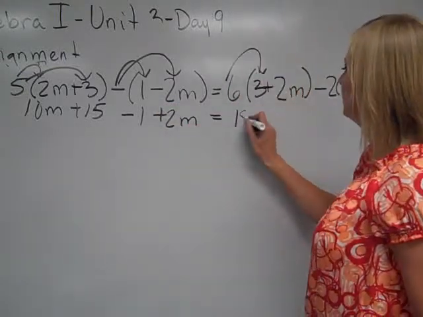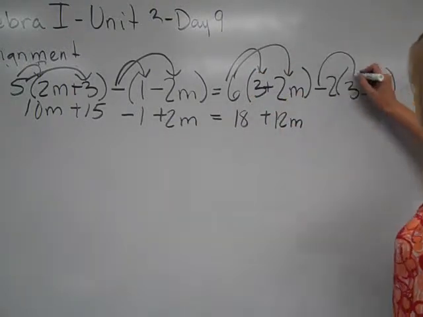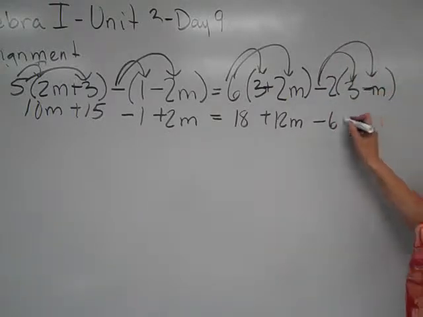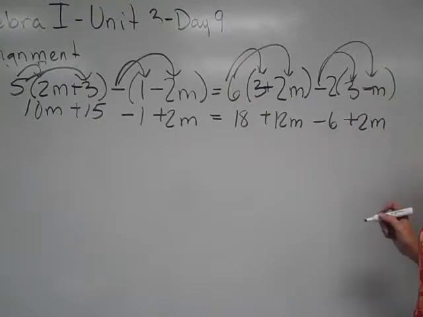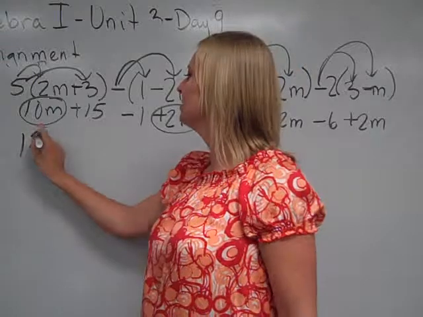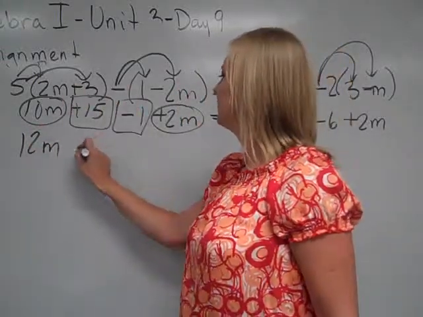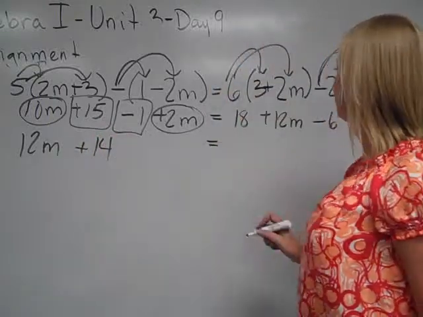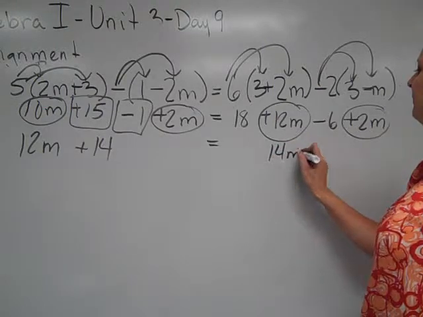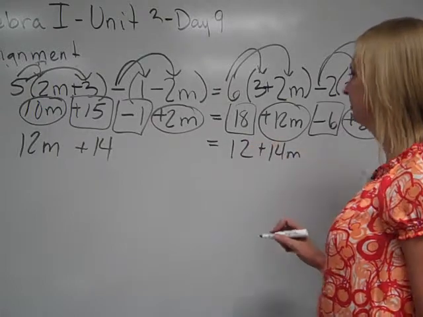6 times 3 is 18. 6 times 2 is 12m. Negative 2 times 3 is negative 6. Negative 2 times negative m, positive 2m. Ready to combine like terms? 10m and 2m equals 12m. Positive 15 minus 1 is positive 14. 12m plus 2m is 14m. 18 minus 6 is 12.